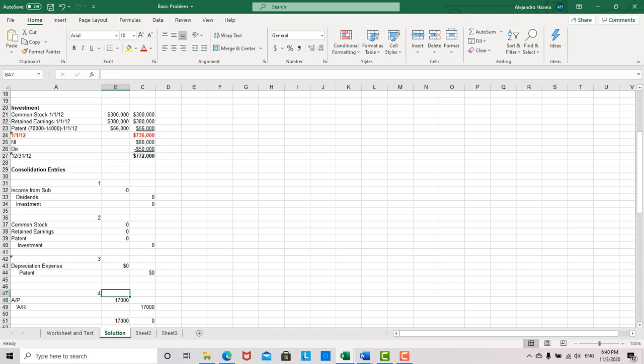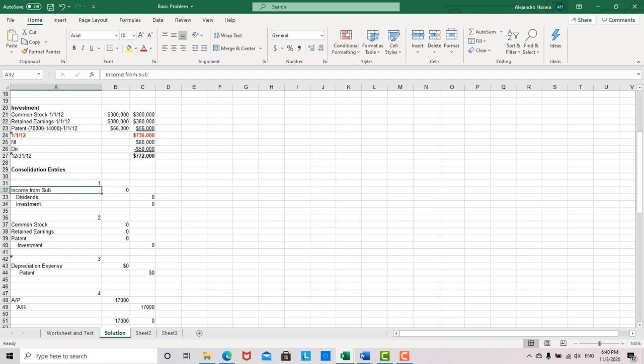But here are the big three entries, and pretty soon they're going to be the big four entries. The first entry takes you from the ending investment balance back to the beginning investment balance. The second entry eliminates the beginning investment balance, and then you depreciate your only asset to be depreciated, which is the 14,000 in patent. Okay, so let's do this.